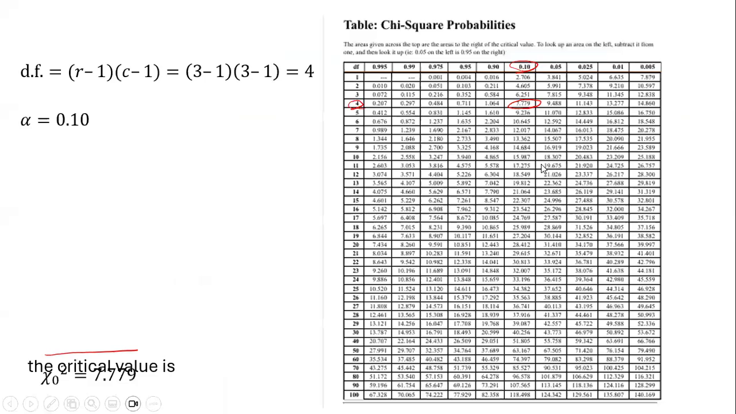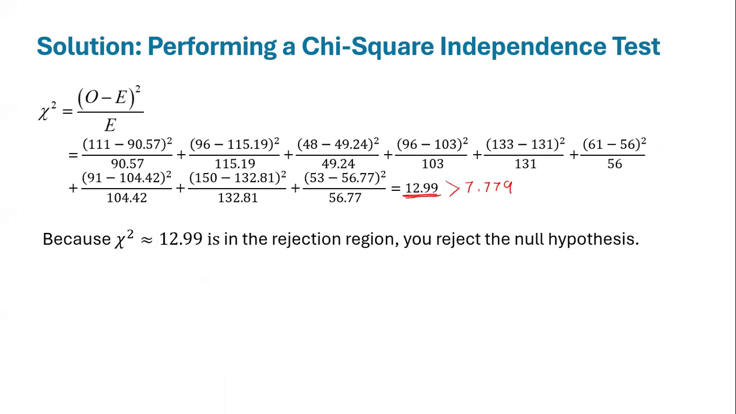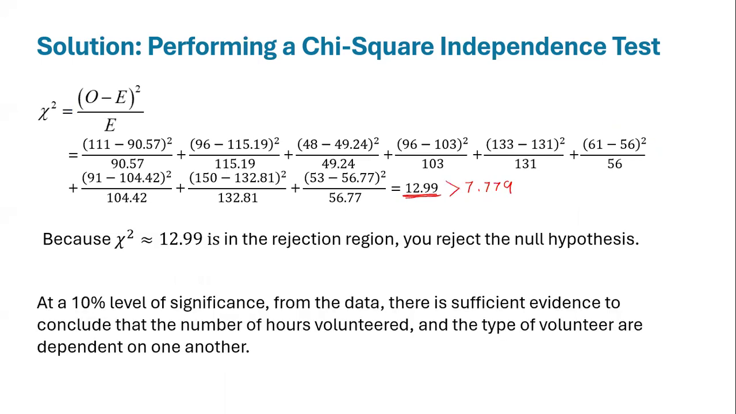So what do we say now? We say at the 10% level of significance, there is enough evidence to conclude, because when you reject the null, that means you support the alternative, that the number of hours volunteer and the type of volunteers are dependent on one another. The question was asking, are they independent? We don't have enough evidence for that. But based on the result, we have enough evidence to say that they are dependent.